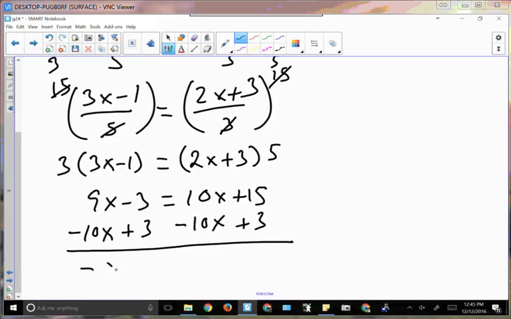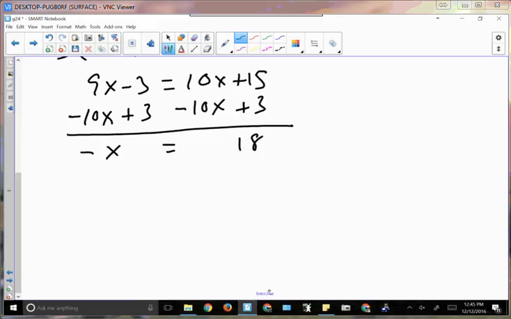Then I end up with negative x is equal to 18. Well, that's great. That's negative x, but I want to know what is x. So I can multiply both sides by negative 1. And then what do I got? X is equal to negative 18.